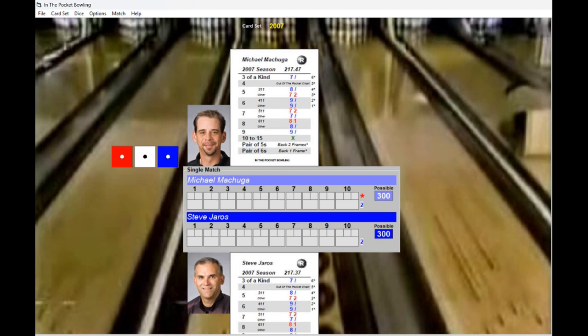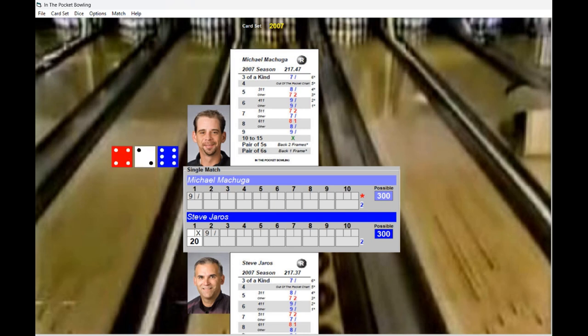Machuga will go first. And he bowls a 2-2-5, so he gets a pair of twos, which is a spare. Misses that, and then will pick up the spare as well. Here comes Jarls. He throws a 4-3-6, so he starts off right with a strike. Second frame is a 3-4-2. That's a spare. So Jarls picks up the spare on that one.